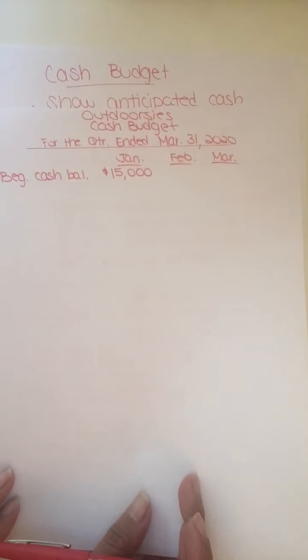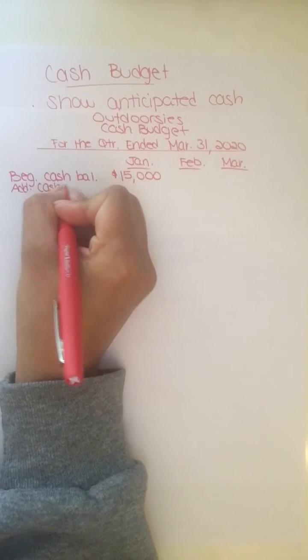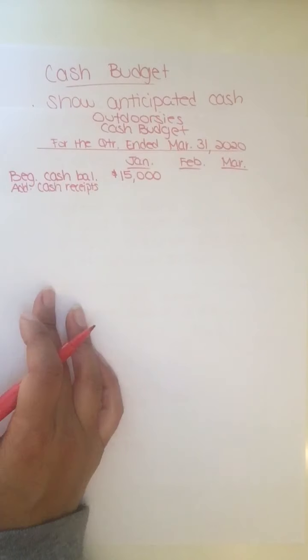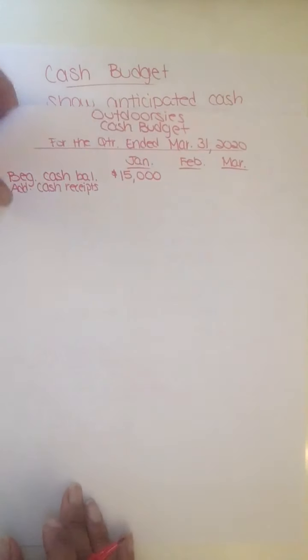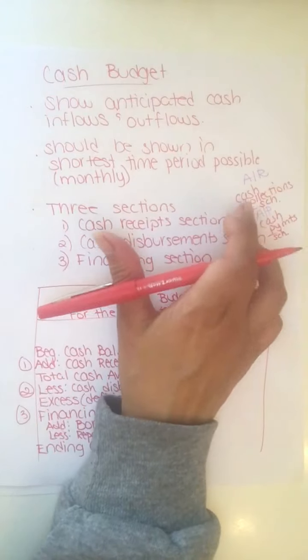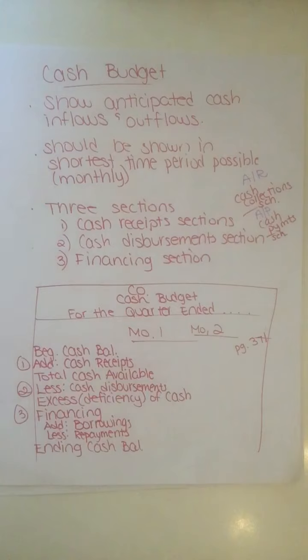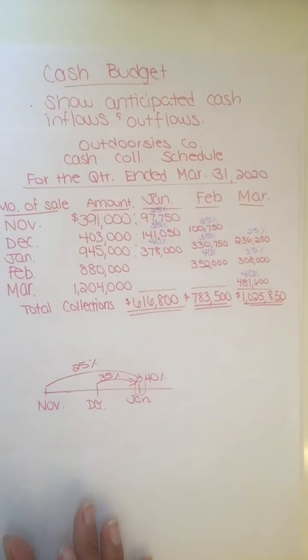Now, our next section, if you remember, is to add all your cash receipts. So we'll say add cash receipts, and then we list all of the cash receipts. They can be numerous, as you saw in the book. The majority of your total cash receipts will come from your cash collections schedule. It requires quite a lot of computation, which is why it's a separate work paper. We already did the cash receipts schedule for Outdoorsies a few videos ago.